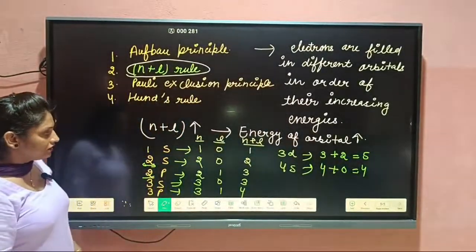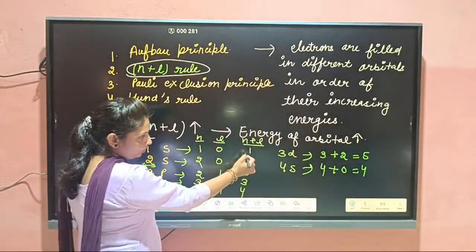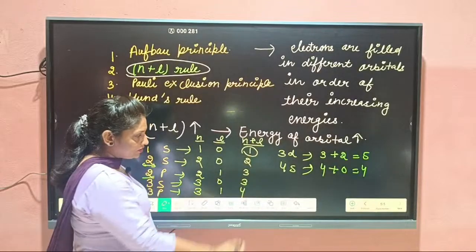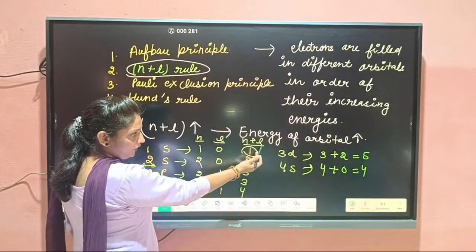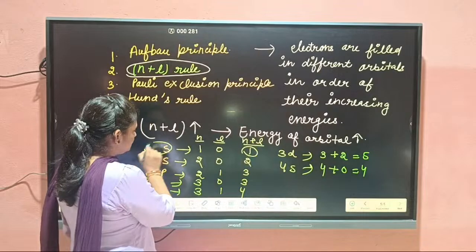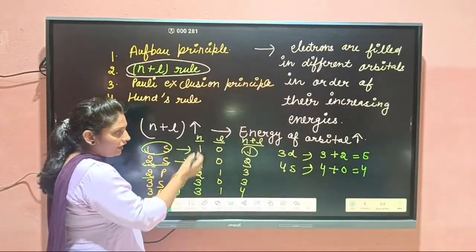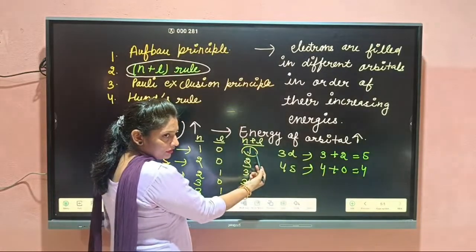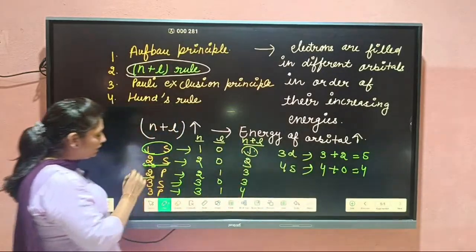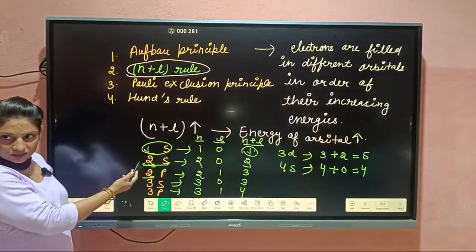Students, you can see that the value of n plus l for 1s is lower as compared to the value for 2s. So the energy of 1s is less as compared to the energy of 2s. Clear or not?